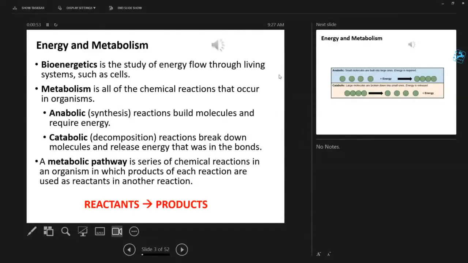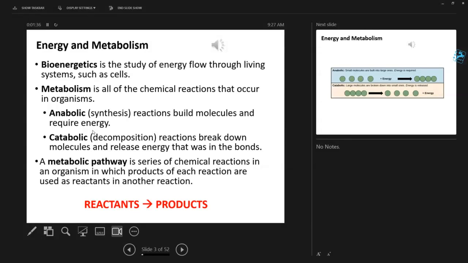Okay, bioenergetics. Bio means life, and so this is the study of how energy flows through living systems such as cells, but also this can involve how energy flows through whole ecosystems. So energy comes in from the sun, it's absorbed by plants, and they use it to make organic compounds, and that energy from the sun is stored in those compounds that the plant makes. And then that energy is passed up through the food web as the plants are eaten by animals, and then they're eaten by other animals, and so on.